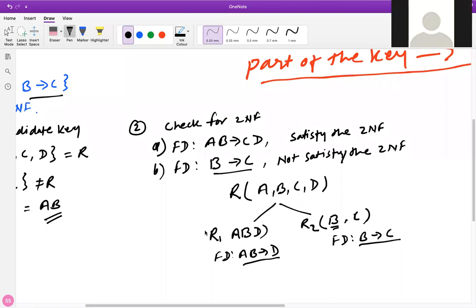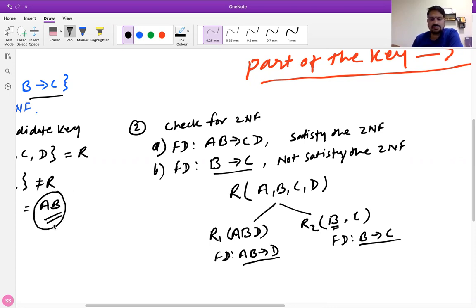Sir? Yes. Sir, why ABD in the R1? Why ABD? Because we should possess the candidate key. So the candidate key is AB. So in any of the tables, we should have AB. Now, as the functional dependency says that AB determines C and D, because C is a part of this particular table, the rest one is D. Okay. So with AB, I have put D. And BC is creating the problem. So BC we are putting in one table.